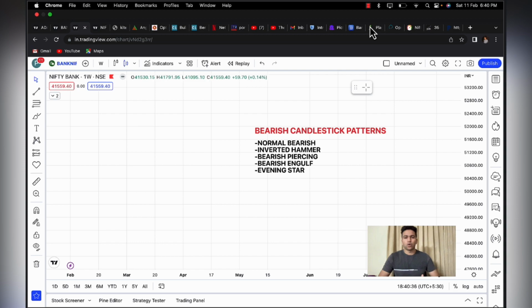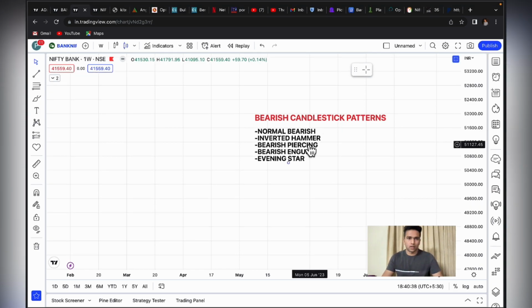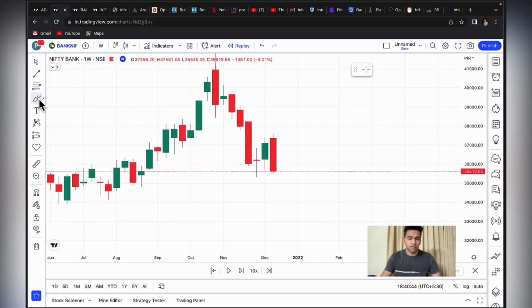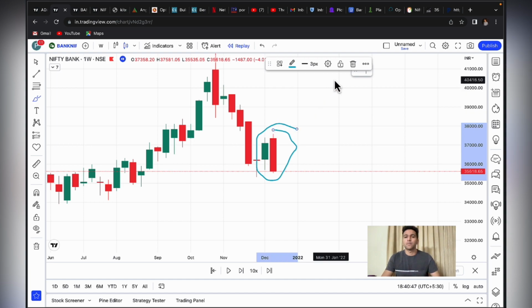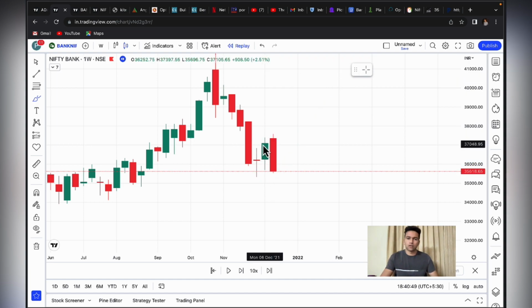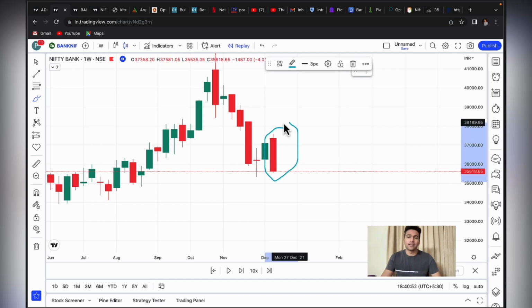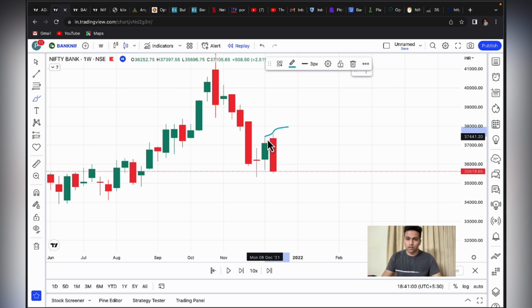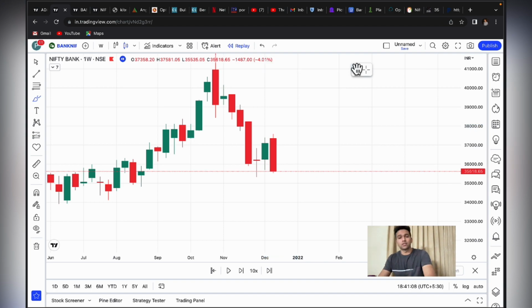The next example we are looking at is a bearish engulf. Let's go ahead and look at the example for a bearish engulf. The bearish engulf is a two candlestick pattern where the first candle of course is a normal bullish candle, where the second candle is a bearish candle which completely engulfs the bullish candle. So this bearish candle completely covers the bullish candle. This is when it's called a bearish engulf.